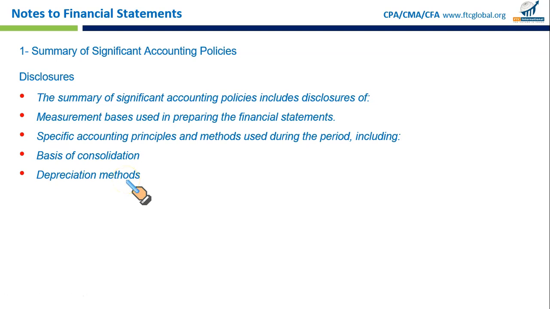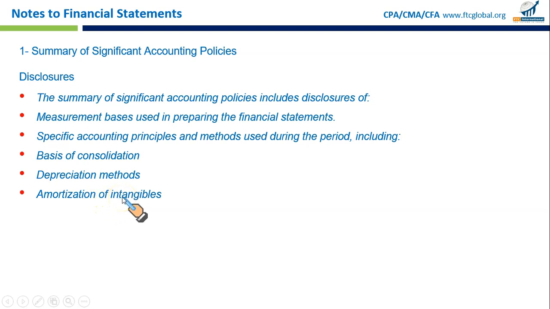Depreciation method. Depreciation, I'm sure you all know, is how the company spreads the cost of its fixed assets over time. If a company uses the straight line method, which spreads the cost of an asset over its useful life, they might say office equipment is depreciated using the straight line method over 5 years.